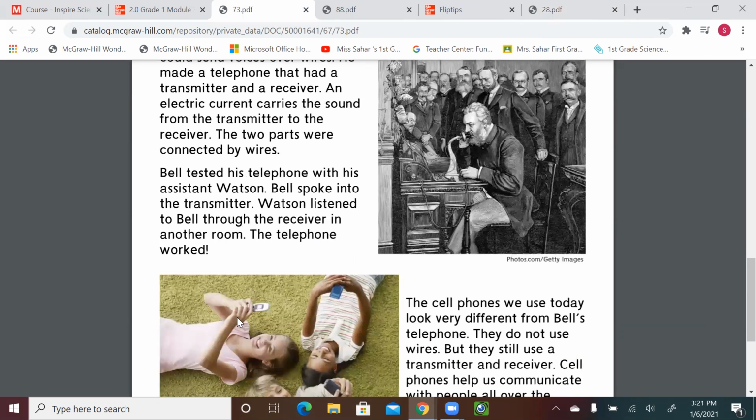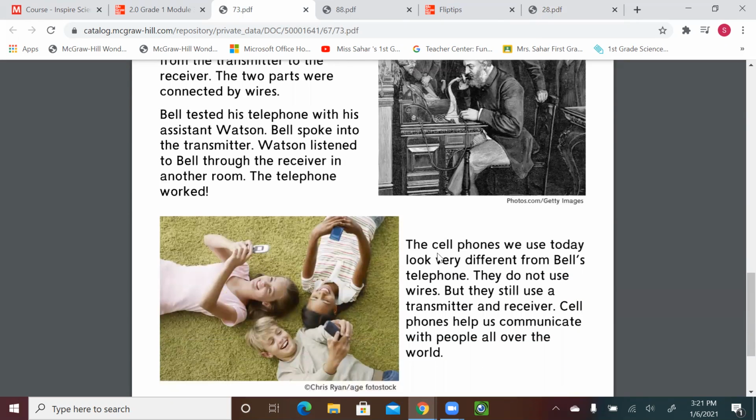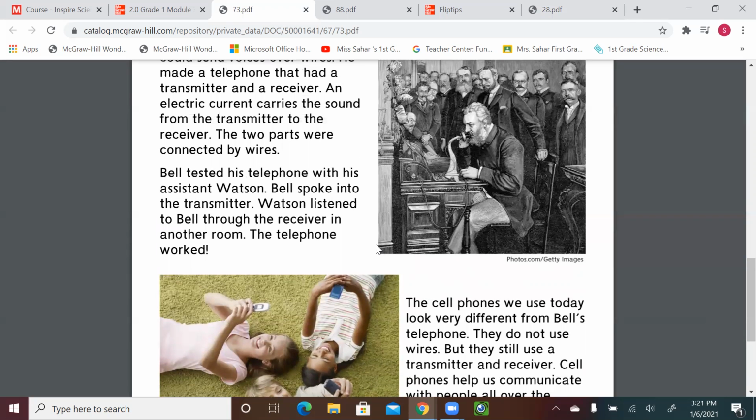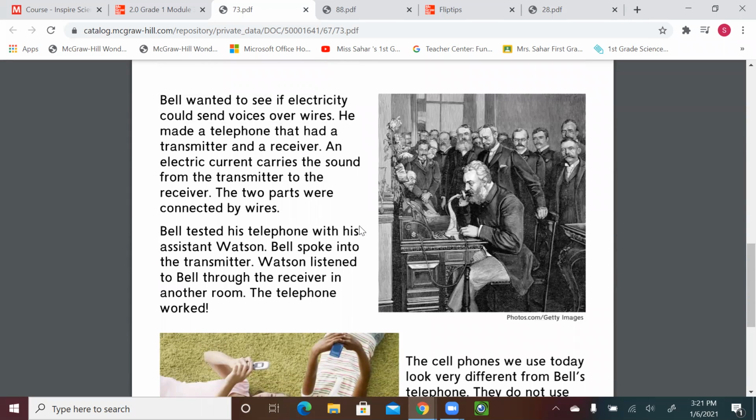The telephone worked. The cell phones we use today look very different from Bell's telephone. They do not use wires, but they still use a transmitter and receiver. Cell phones help us communicate with people all over the world. So remember, we had a problem, he drew the plan, he tested the solution with his assistant, and then they shared the design.